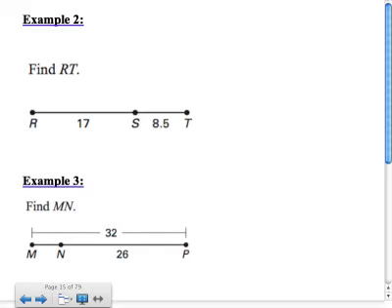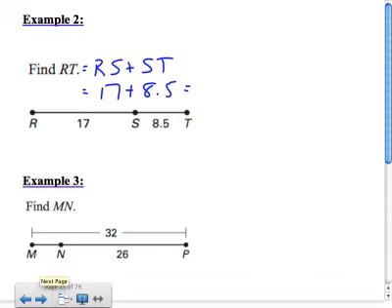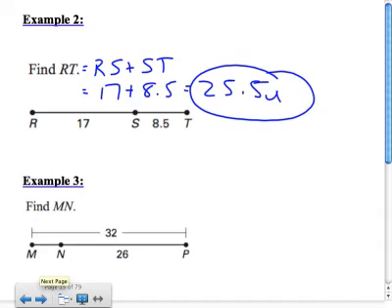Okay, so RT equals, I'm just going to go ahead and build right off that. RT equals RS plus ST. We know the length of RS is 17. We know the length of ST is 8.5. And so we know the length of RT is just 25.5.